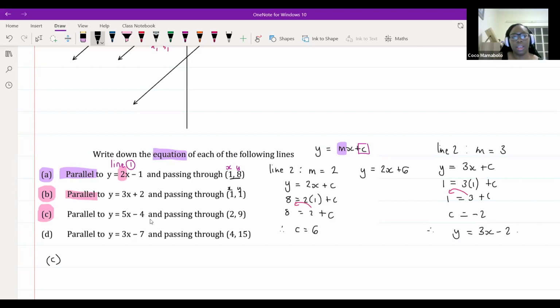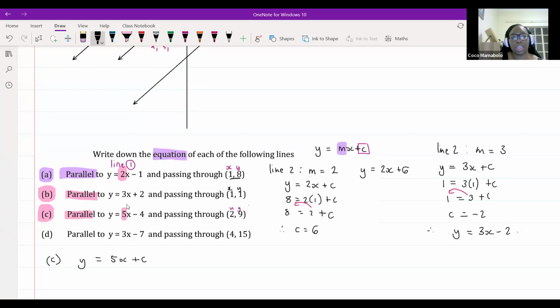All right, let's have a look at C quickly. For C, again, I'm told that the line is parallel to y is equal to 5x minus 4. So I already know my gradient is 5. Okay, and I've got my x value and my y value here. That is x and that is y. So I'm going to say y is equal to 5x plus c.